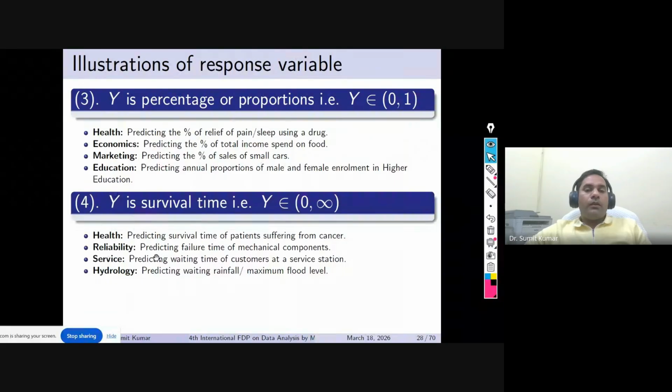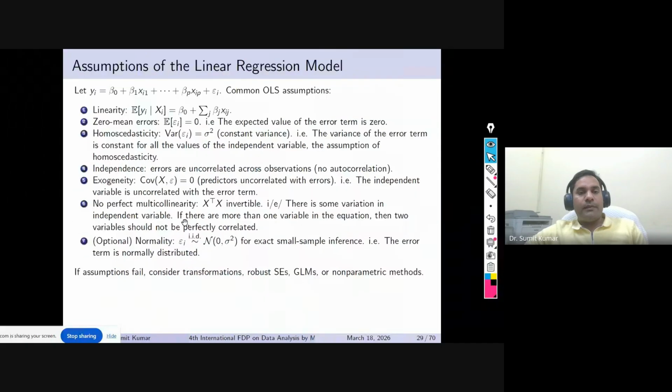Okay. In service, predicting the waiting time of a customer at a service station. Like when you go to the bank and you have to wait some time, how much time do you have to wait? This can be infinite time, and you can't predict it exactly. So this kind of variable you can take there.